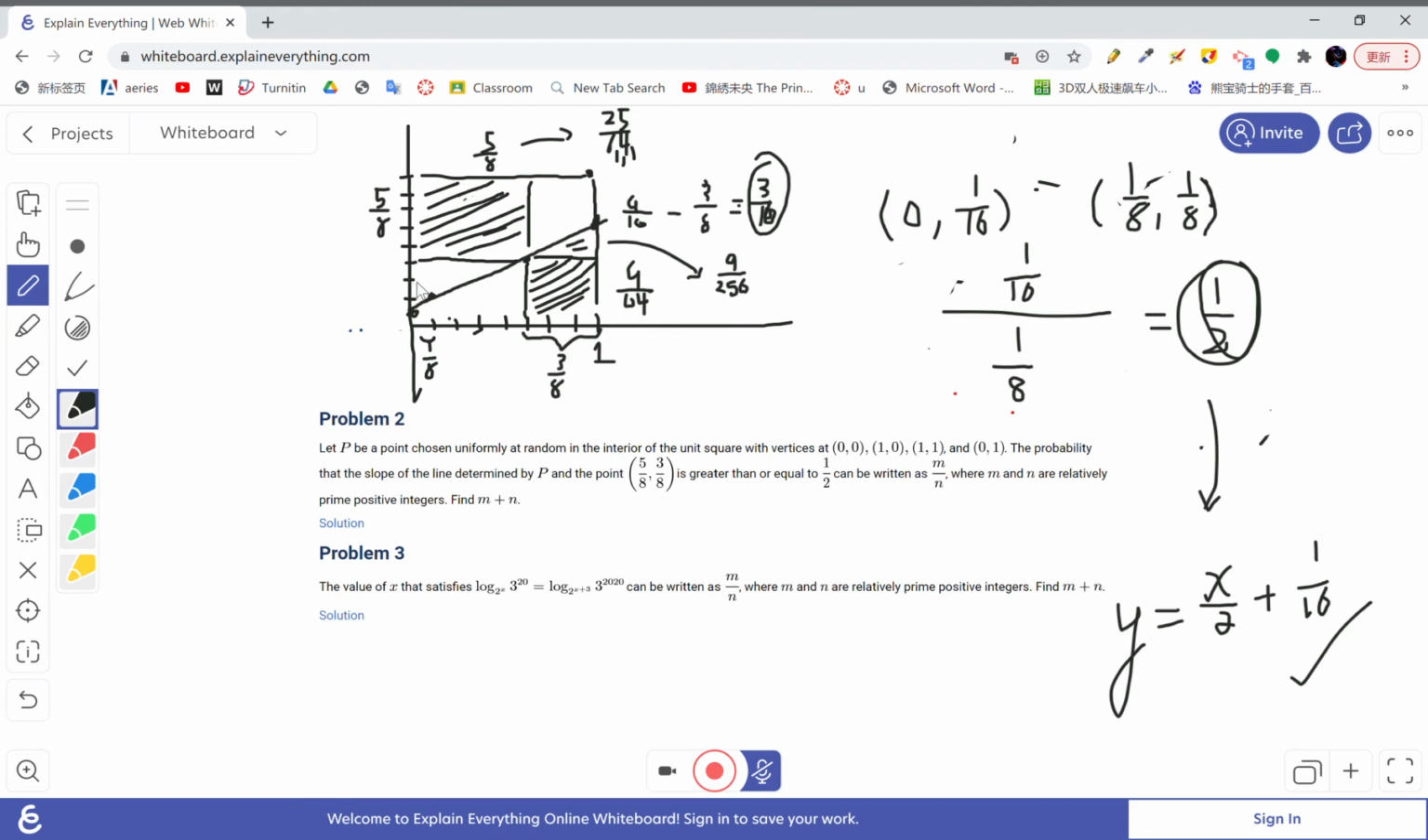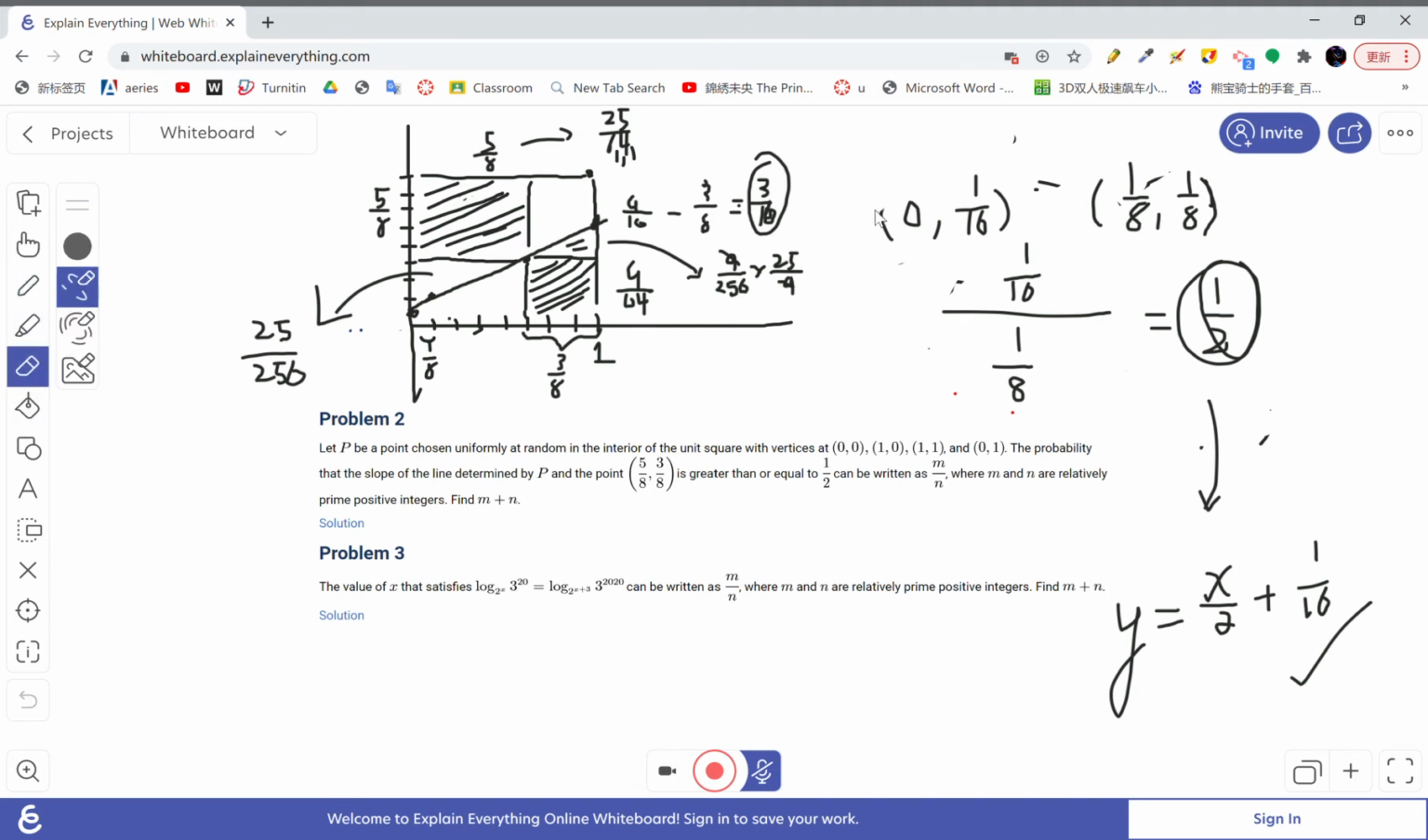And this is basically just a similar triangle. We multiply this by 25 over 9 because of similar triangles, right? So then we cancel out and we get 25, which means that this is equal to 25 over 256. So we just want to add all the areas. We want to find this area and subtract these regions, and then we can get our area of success.